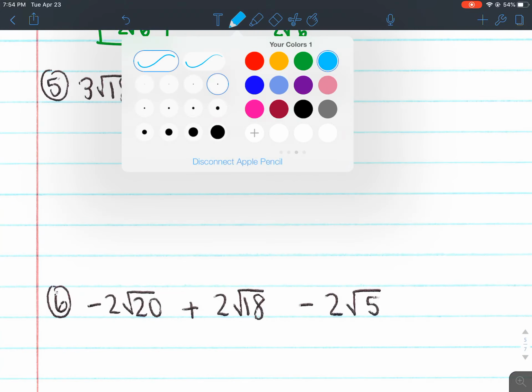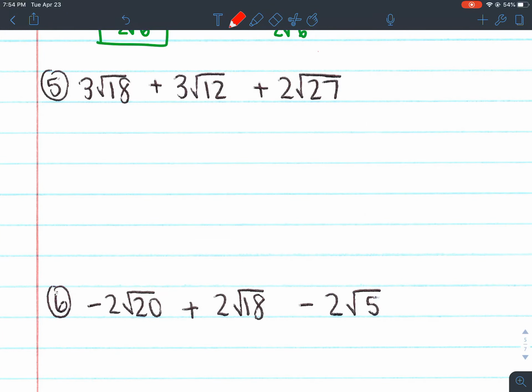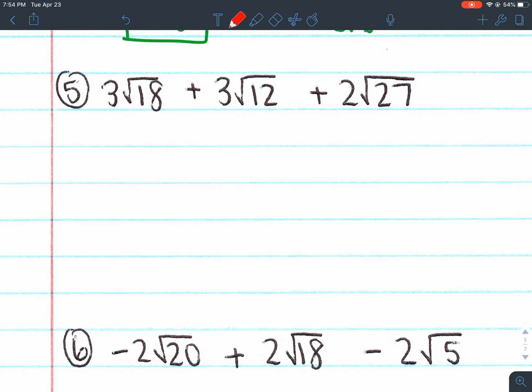Now these have 3 terms, but you do treat them the same. So you always want to look for like radicals. So you might have to simplify all of them to get them to be like. And sometimes you just can't combine them at all. So we'll see that here in a little bit.